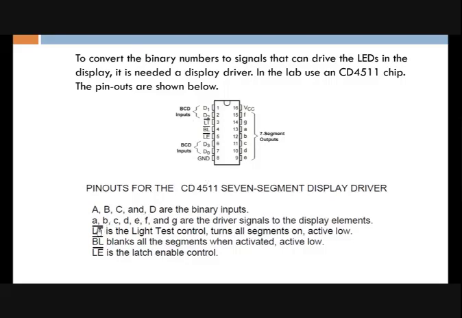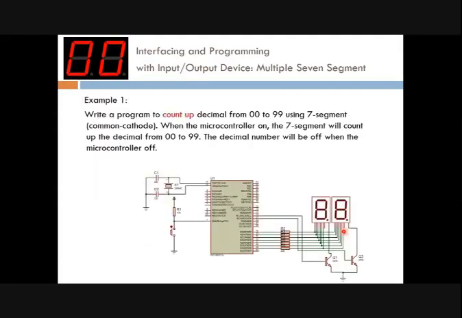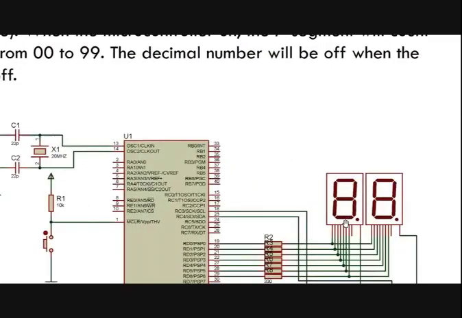And then LT, the light test control, you need to give 0 in order to activate. What does this LT do is that it turns on all of the segments of the 7 segment. So this means that if you refer to this one, all here, here, here, and then here, here, here. Okay, this one, if you are not connecting, so this one will not show.